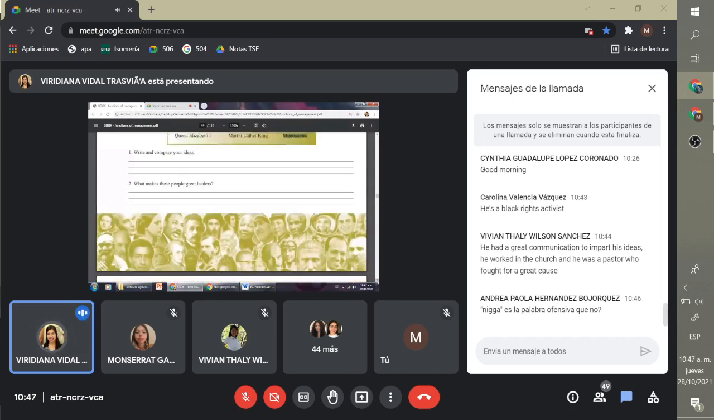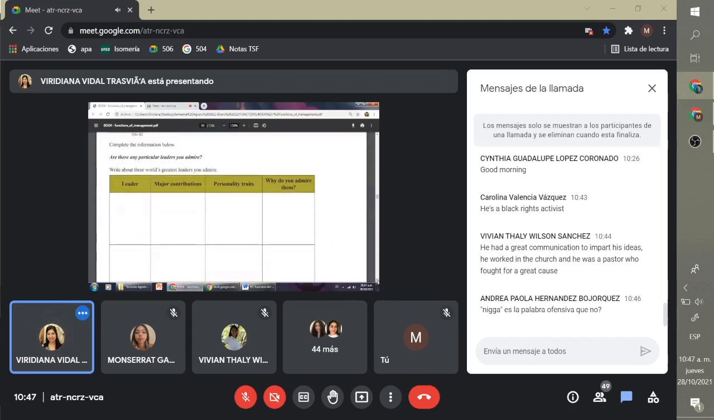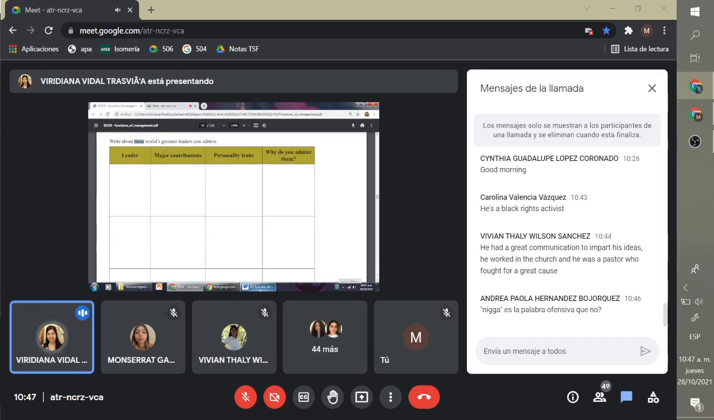And then, guys, on the next page we have a chart, which is the activity for this week. Complete the information below. Are there any particular leaders you admire? Write about the three world's greatest leaders you admire. So you're going to choose, in this case, since you are four students per group, you are going to look for four, not three. Okay. You are going to write the name here.